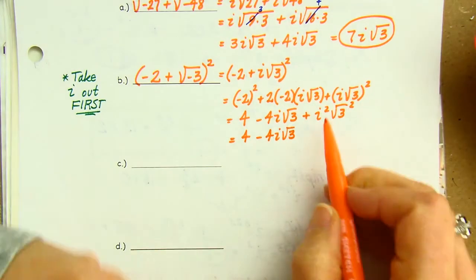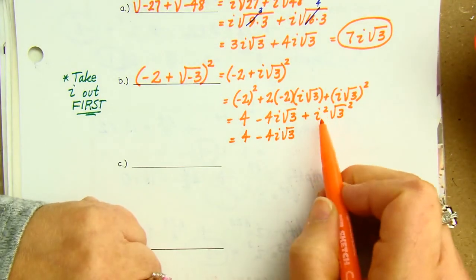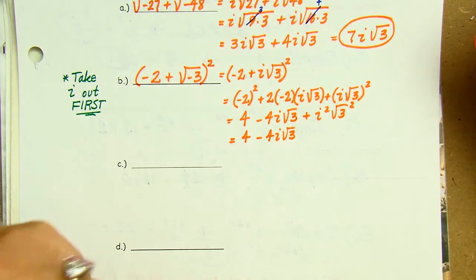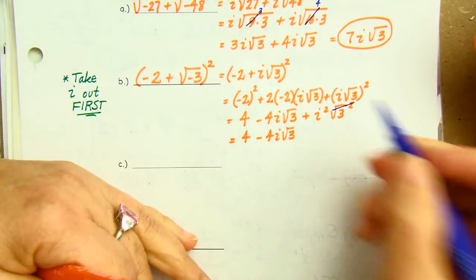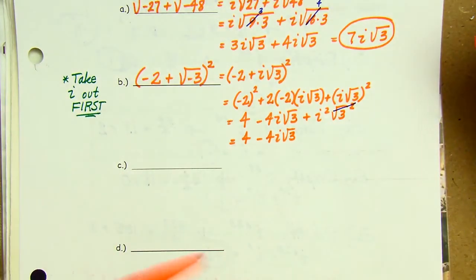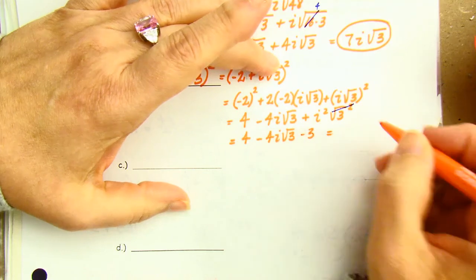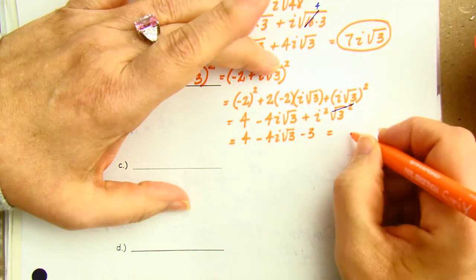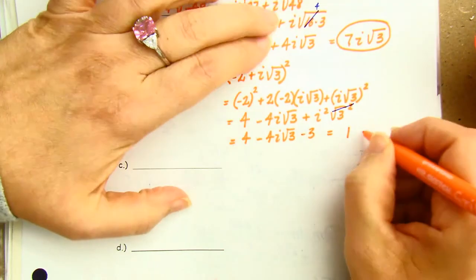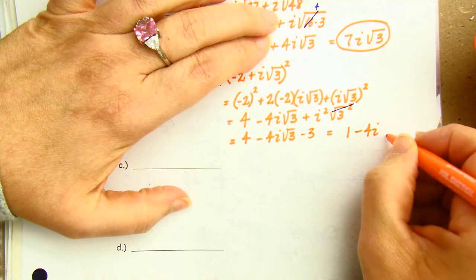Now let's figure this out. I squared is negative 1. Root 3 squared is 3. Okay, so that number is negative 3. And my final answer, I've got a 4 minus 3, which is a 1. And then this minus 4I root 3.